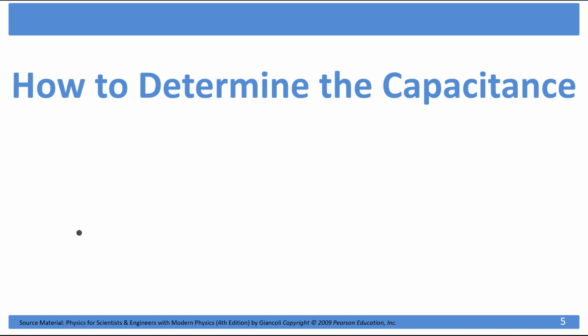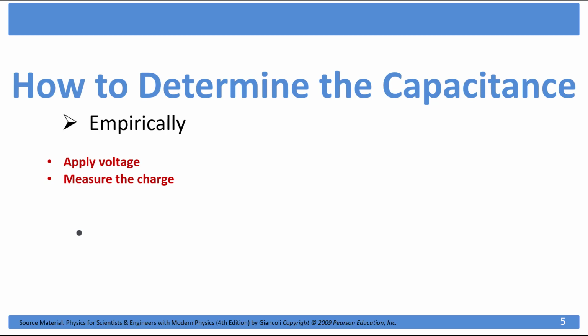So let's not waste any more time and see how we can determine the capacitance of a given capacitor. One way to determine the capacitance is to do it empirically with a simple experiment. In this experiment, we can apply a voltage across the capacitor and measure the charge. And we will repeat this for different voltages. At the end, we are going to have different charge values for different voltages. So we can plot a graph of charge versus voltage. And since charge is linearly proportional to voltage, we will get a straight line as our graph, and the slope of this straight line will be our capacitance.